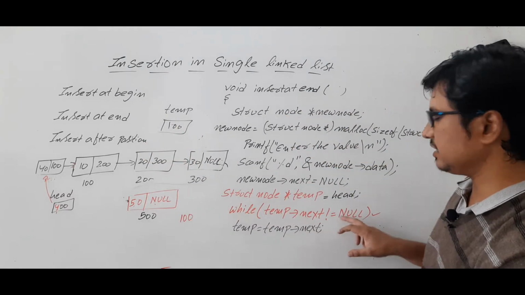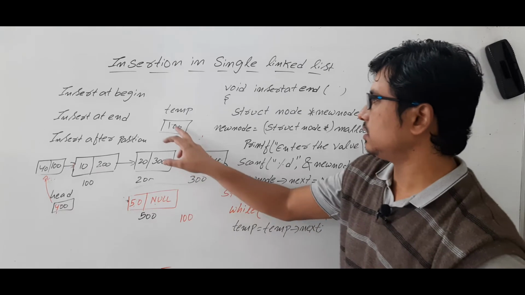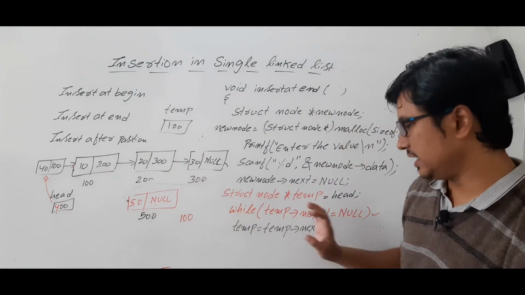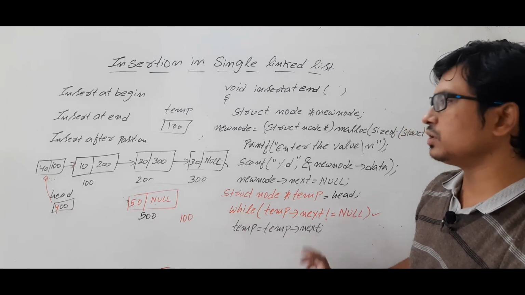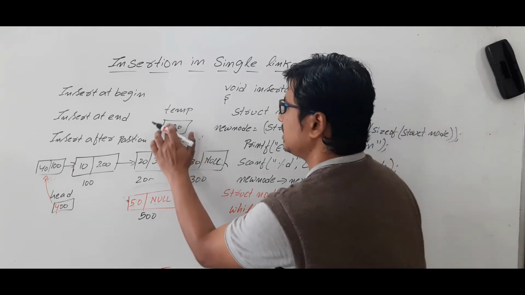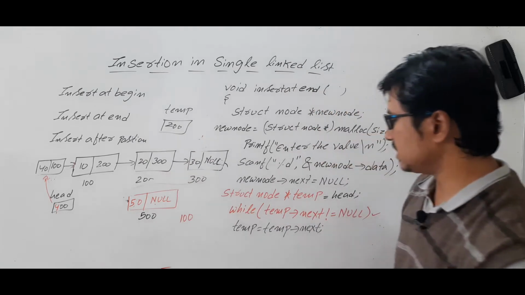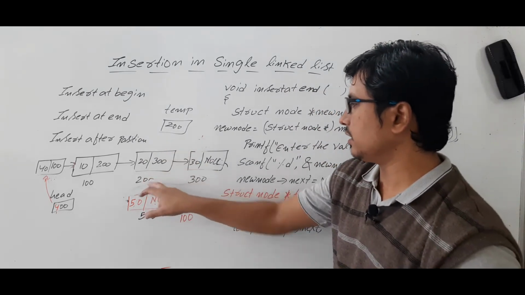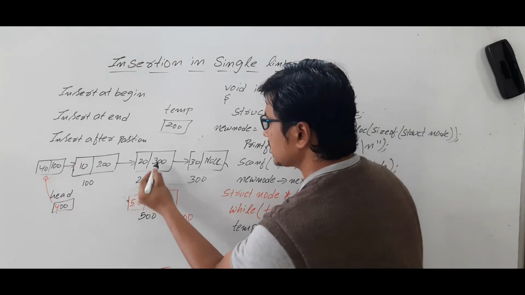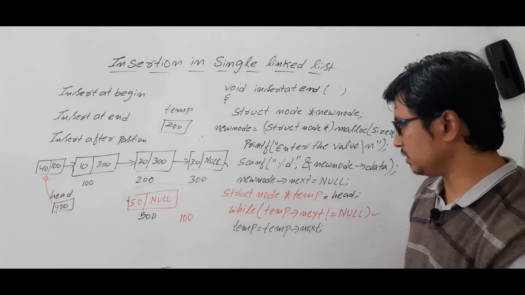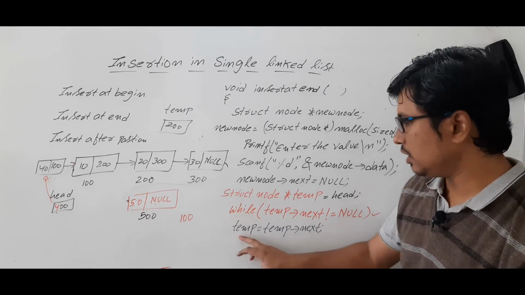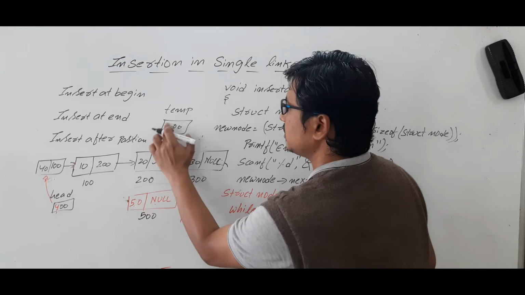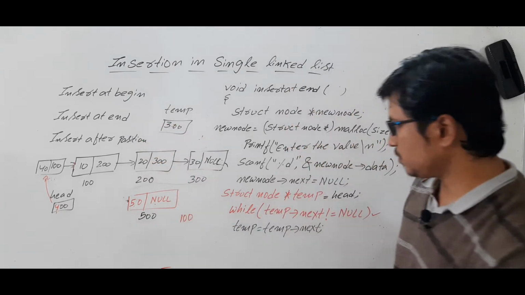Again, you will check the condition. Temp of next: 100 of next is 200, which is not equal to null. Again the condition is true. Temp is equal to temp of next, so 200 will come here. Are you able to understand? Again you check the condition. 200 next is 300, which is not equal to null. The condition is true. Now temp is equal to temp of next, so 300 will come here. Are you able to understand it or not?